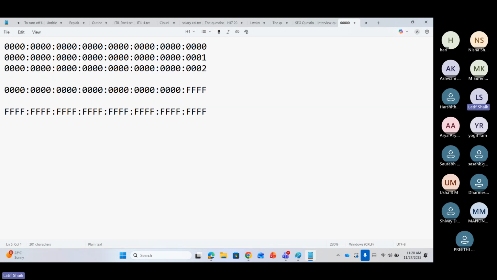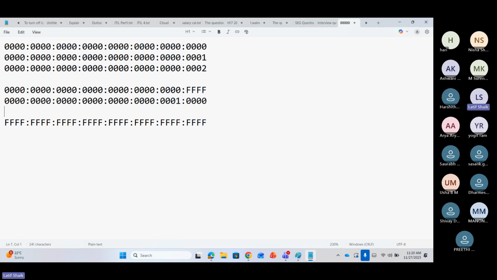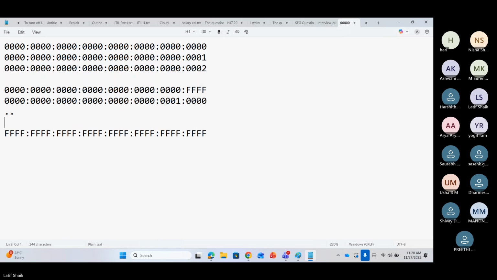Then what happens? It goes to 1 colon 0 0, and it keeps on going. This is the last one. In total, there are 3.4 into 10 to the power of 38 IPv6 addresses.